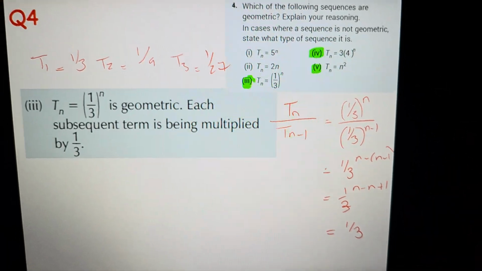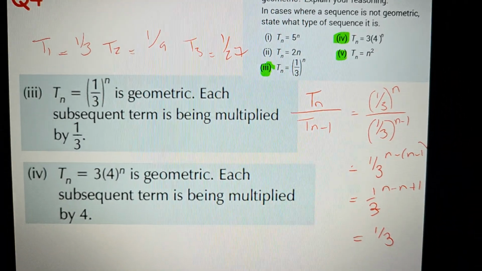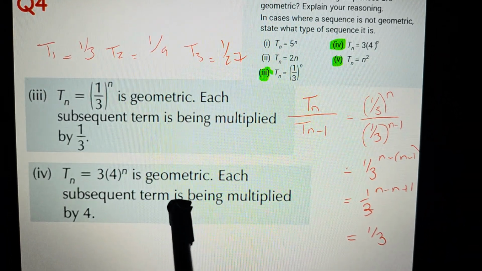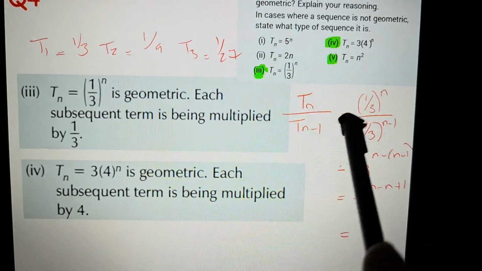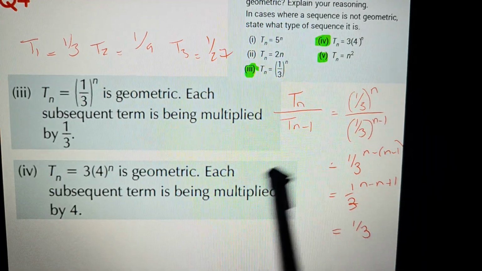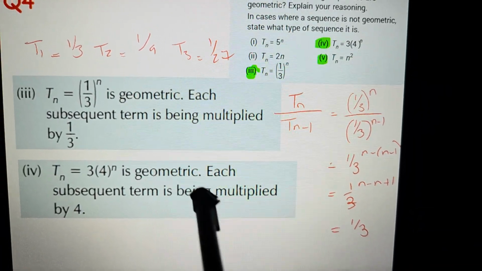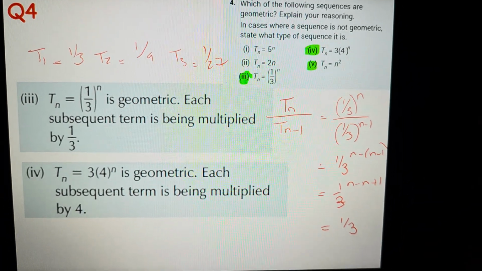Okay. For part 4, I could do the same thing again. You could get term 1, 2, and 3, and show that the common ratio is 4 each time. Or you could do the general proof like I did with the last one, and again you'll get out a 4 when you're done. So that's how I prove it's geometric. The common ratio is a constant.